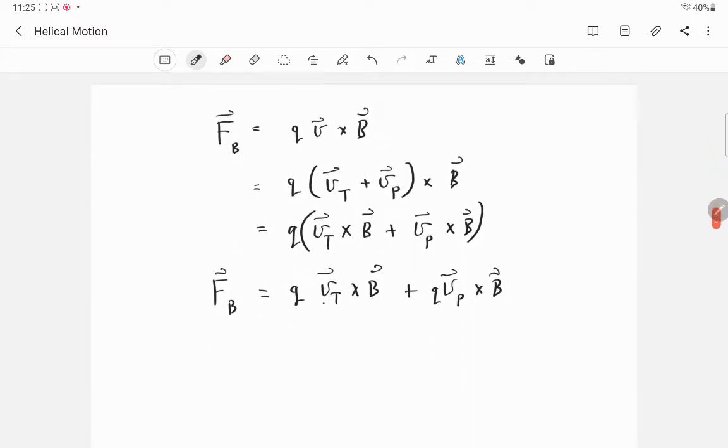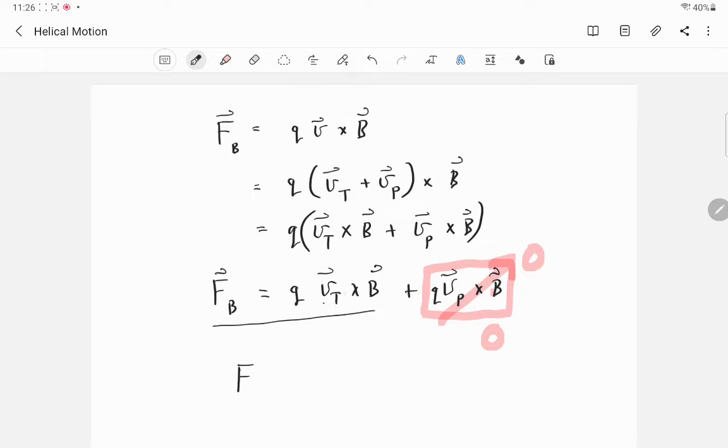Okay, so why is this interesting? It's interesting because this term right here is 0. It's 0 because anytime you take the cross product between two vectors that are in the same direction, and you can see that V parallel is parallel to B, right? That's just by definition what this component of the velocity is. So if it's parallel to B, then it's always going to go to 0, right? What's left over, though, is something over here that's not 0, the transverse part. So let's concentrate on this thing.